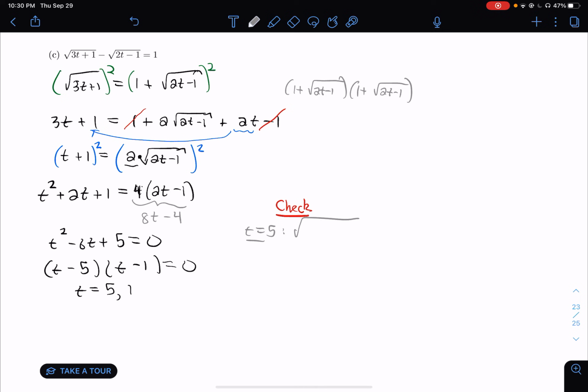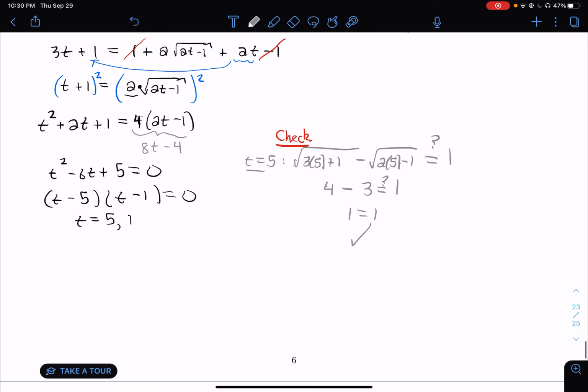In doing that, I get square root of 3 times 5 plus 1 minus square root of 2 times 5 minus 1. Question mark, does that equal 1? And if I simplify this, let's see, the first square root is the square root of 16, which is 4, minus, then I got square root of 9, which is 3. So 4 minus 3, does that equal 1? Well, yes, I got 1 equals 1. That's true. So I'll put a check mark. That one worked.